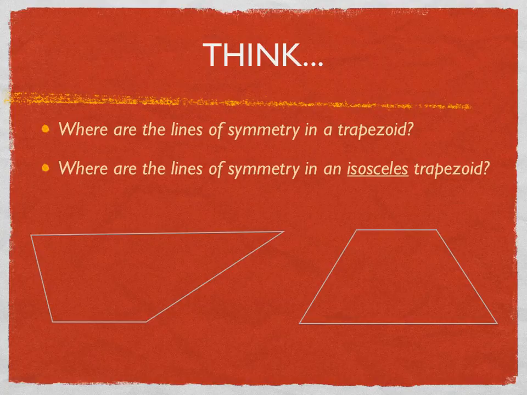Does that one have a line of symmetry? No, it does not. So our regular trapezoids don't have any symmetry to them. But if I look at an isosceles trapezoid, do I have any lines of symmetry? Yes. Where is it? Down the middle. Right, smack dab down the middle.